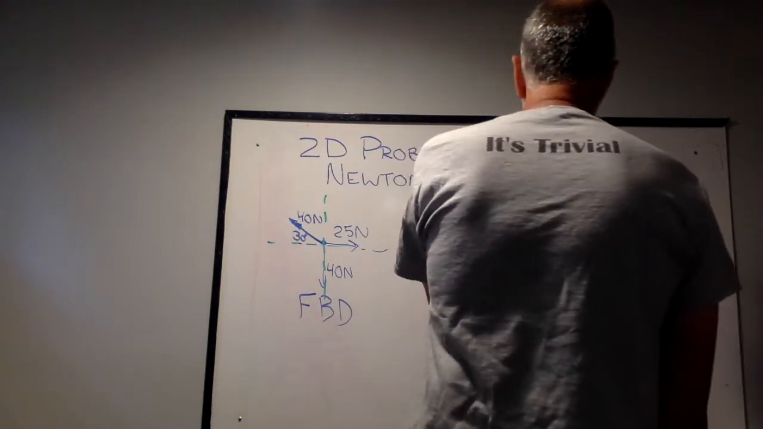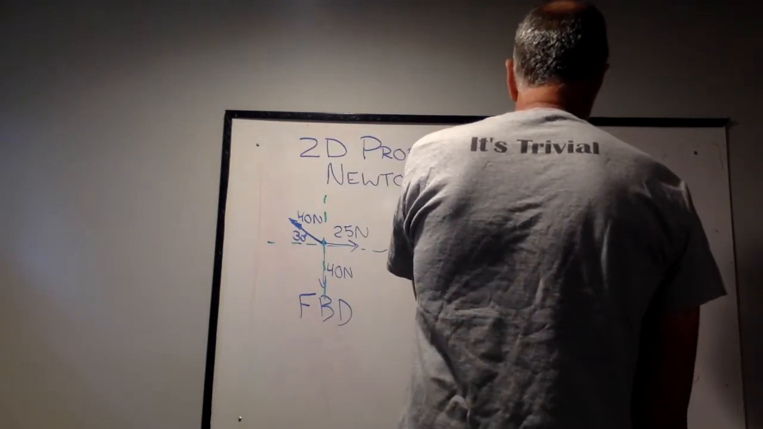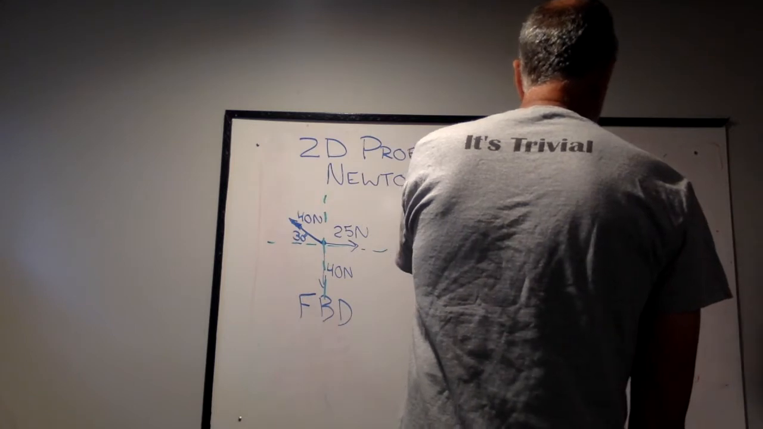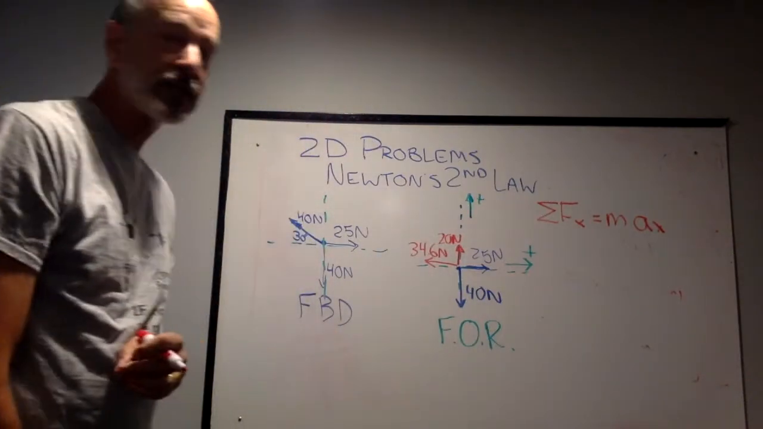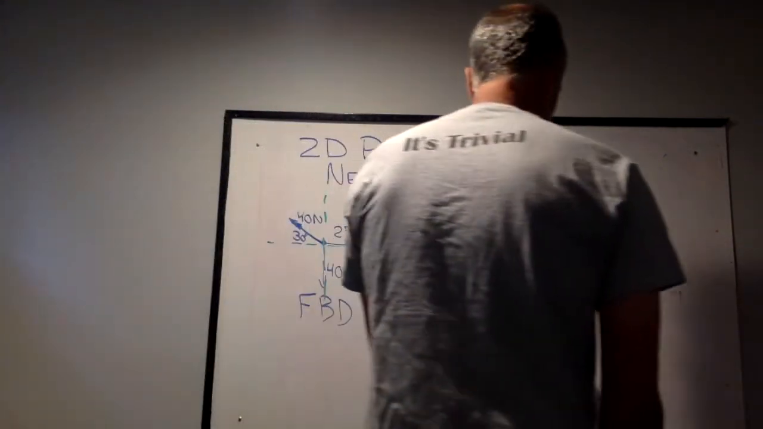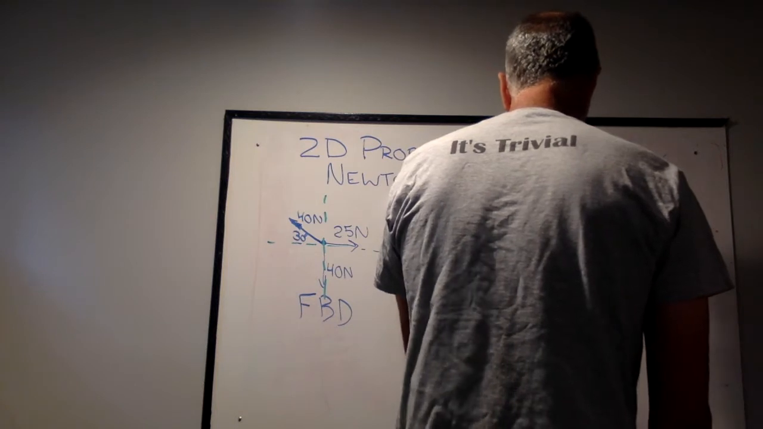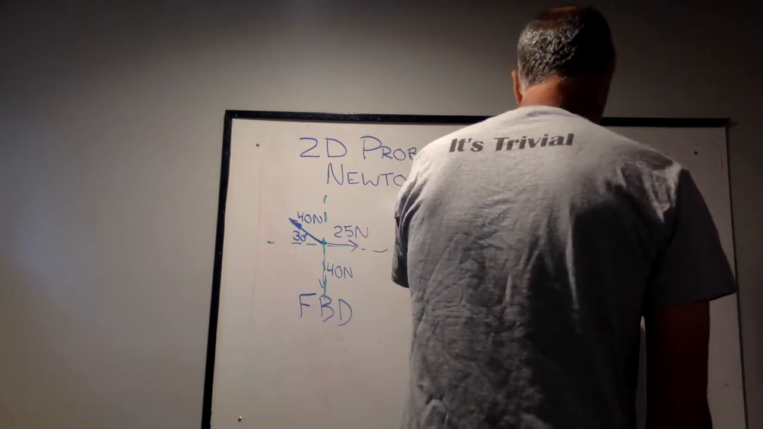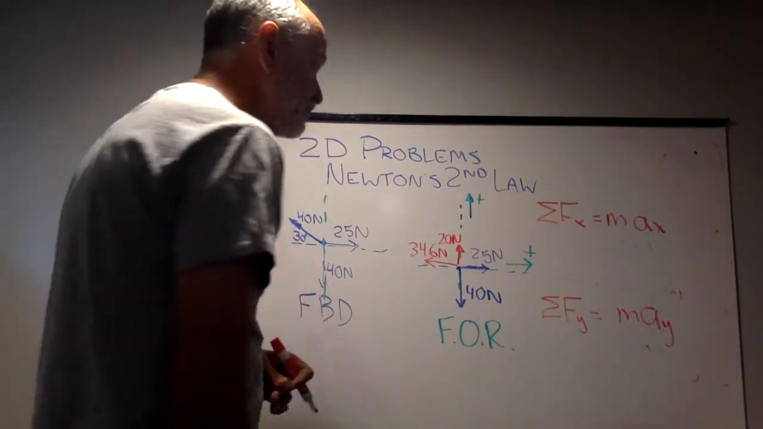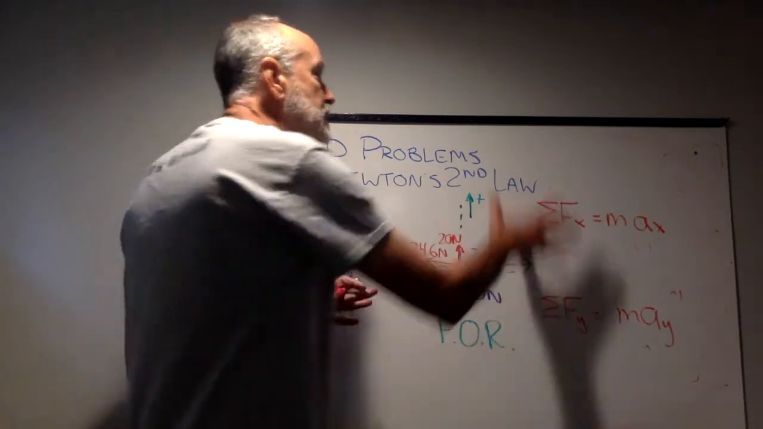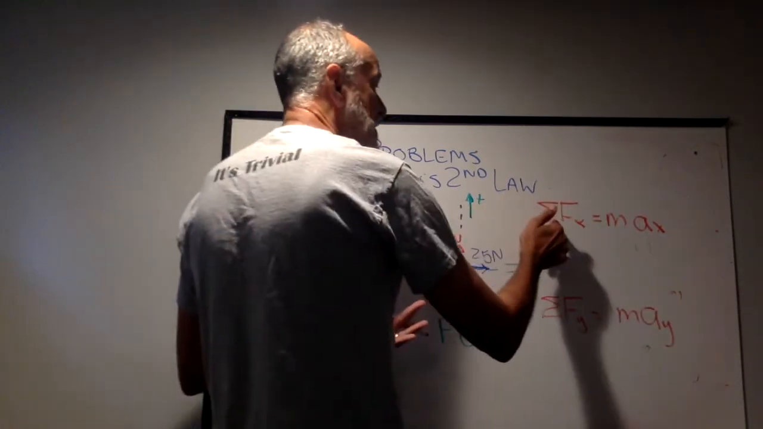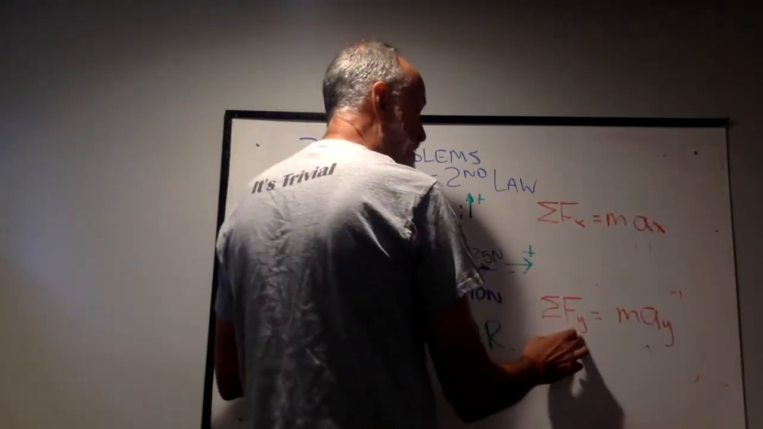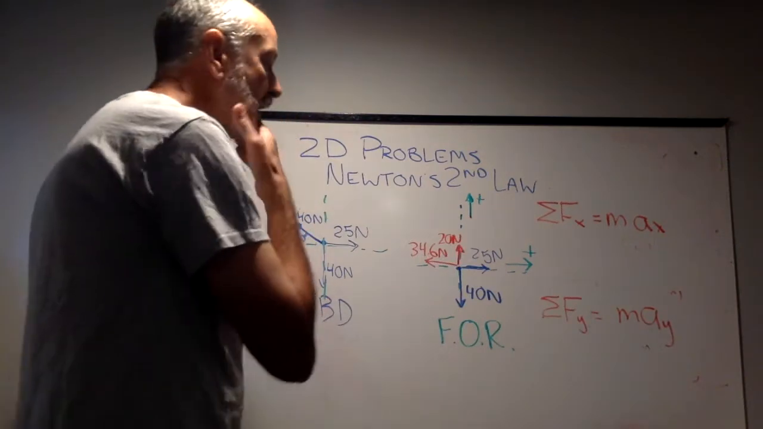So I'm going to say sum of forces in the x direction is going to be equal to the mass times the acceleration in the x direction. Sum of forces in the y direction is going to be equal to the mass times the acceleration in the y direction. Okay, and now all I have to do is substitute these in, and I can solve for what I'm looking for. If they gave me the accelerations, I could use the forces and the acceleration to solve for the mass. Okay, but much more commonly you have the mass.